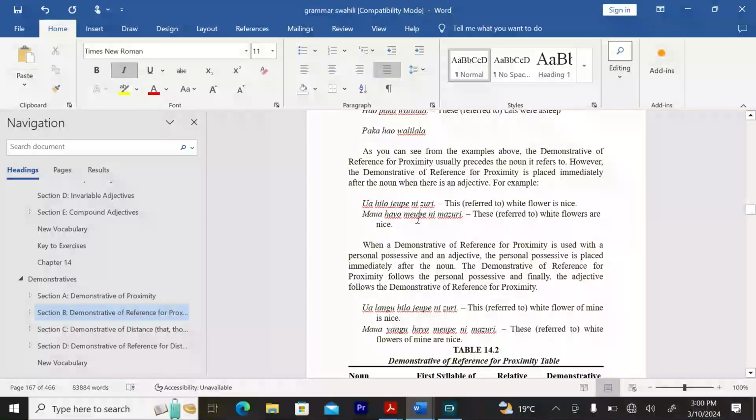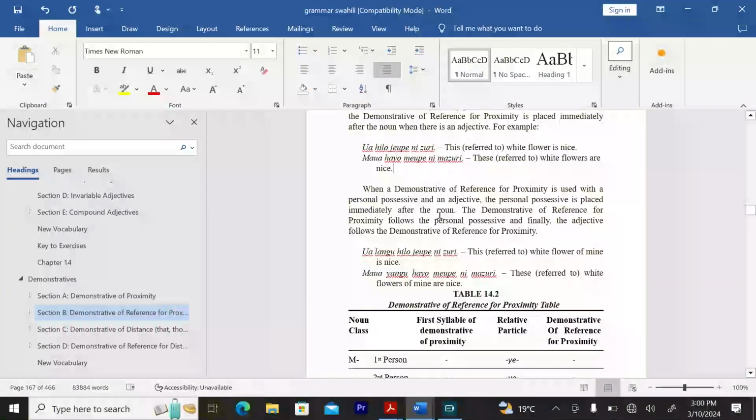In plural, we have maua hayo meupe ni mazuri, which means these white flowers are nice. And this is in plural, and the flowers have been referred to.